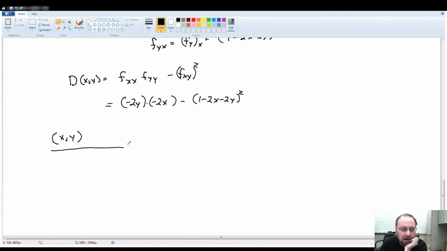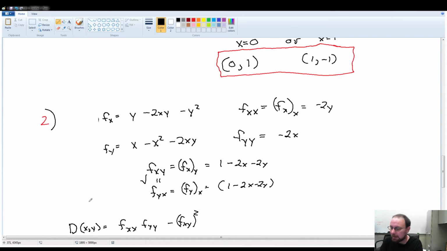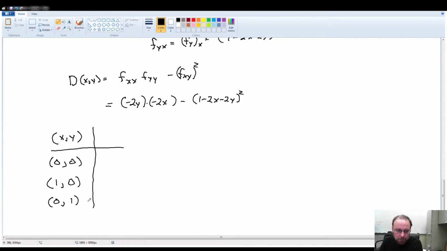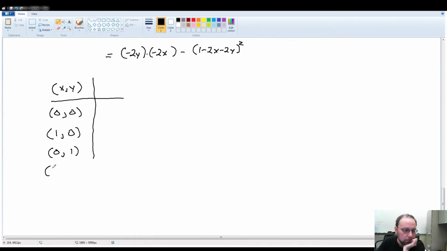So I'll have a column with critical points. They were 0, 0, I believe. 1, 0, 0, 1, and the fourth one is 1, negative 1. Okay. So now I'll plug each of those into my second derivative, which is up here. And we're simply checking whether the result is negative or positive.